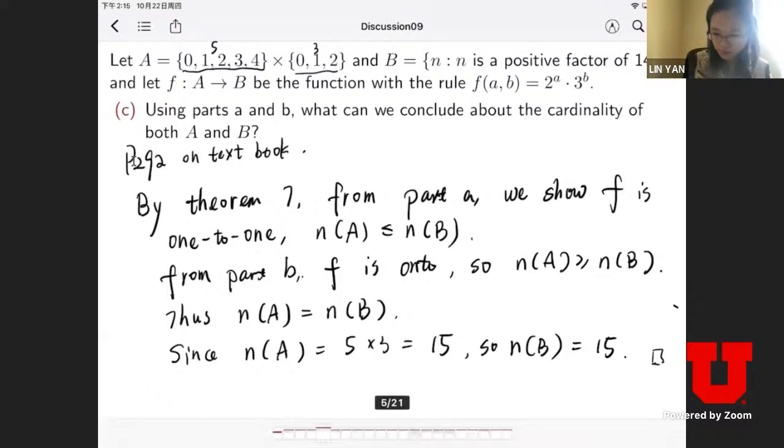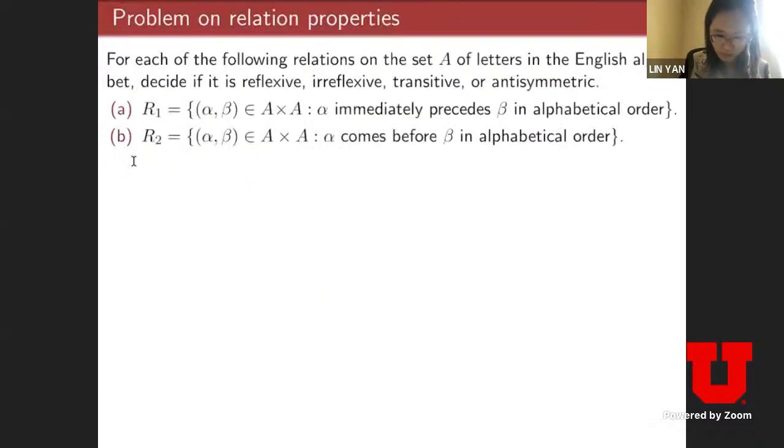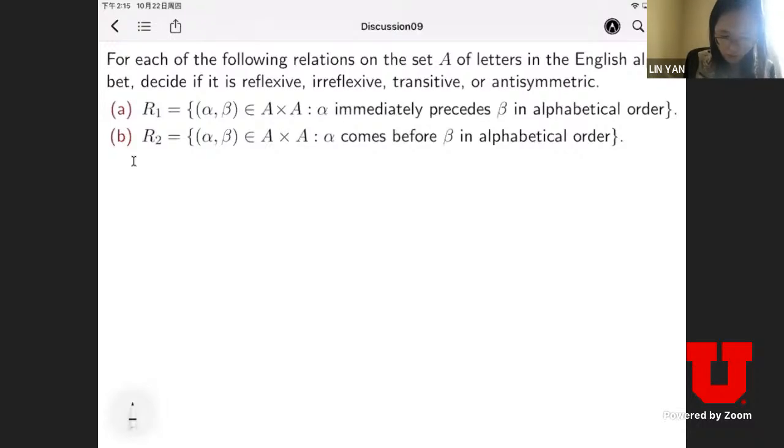Great. Let's go to the next one. In this one, we need to decide if the relations are reflexive, irreflexive, transitive, and antisymmetric. So please use 2 minutes to think about it, and then we'll work on it together. And I will write down the mathematical definition of these properties as well. So the first one is reflexive.